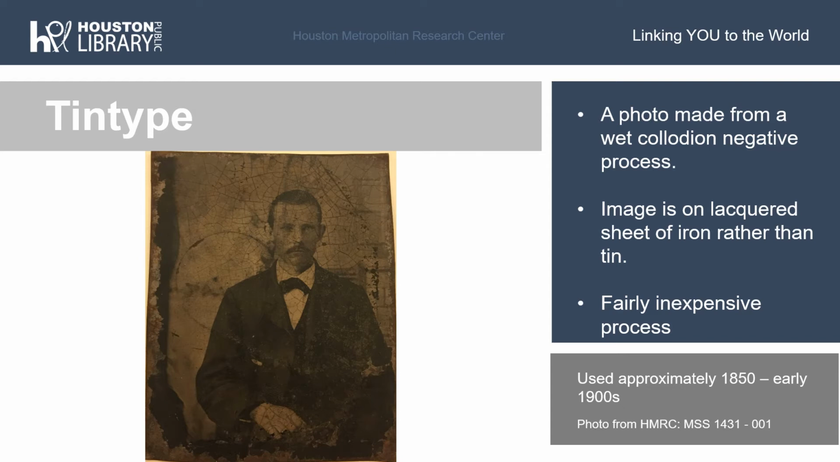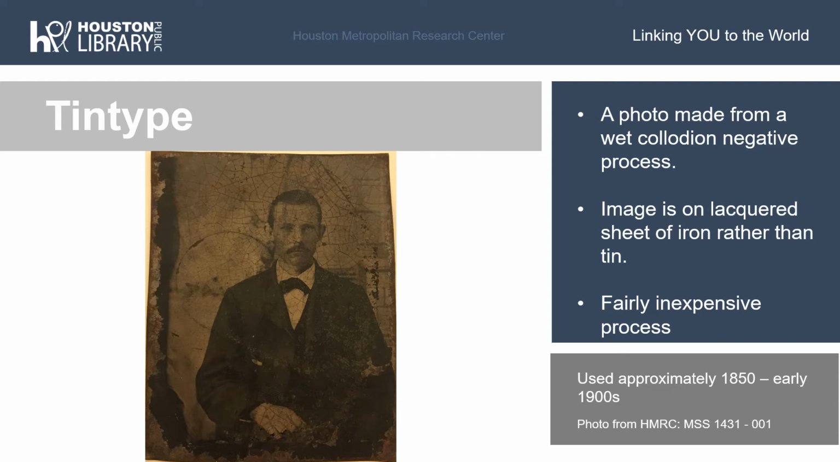The tintype is categorized as a direct positive image. However, similar to the Ambrotype, the photo is technically a type of negative that appears as a positive image because it is placed onto a black background. A telltale indicator that the image is a negative is that printed words will appear backwards in tintypes.